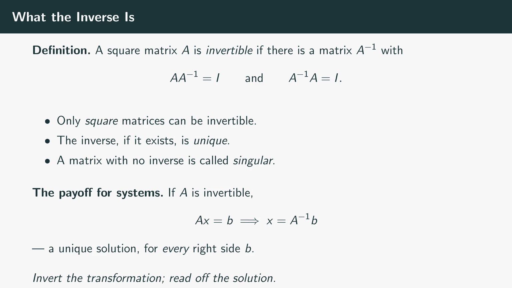Now the payoff, and it is large. Recall a system of equations is just A times x equals b. If A is invertible, multiply both sides on the left by A inverse. A inverse times A is the identity, which leaves x alone, so x equals A inverse times b. That is a unique solution, and it exists for every possible right-hand side b. Inverting the transformation solves the system in one stroke. The rest of the episode is about when the inverse exists and how to compute it.